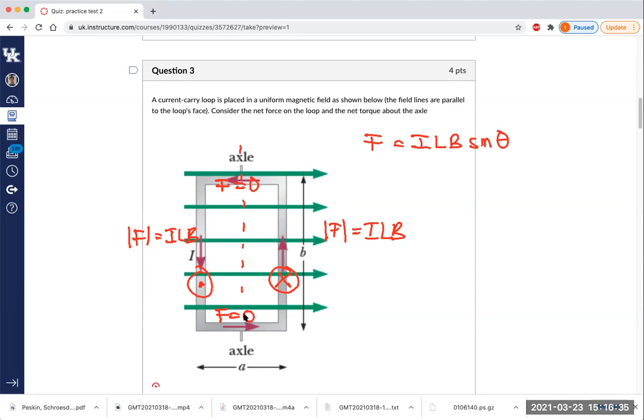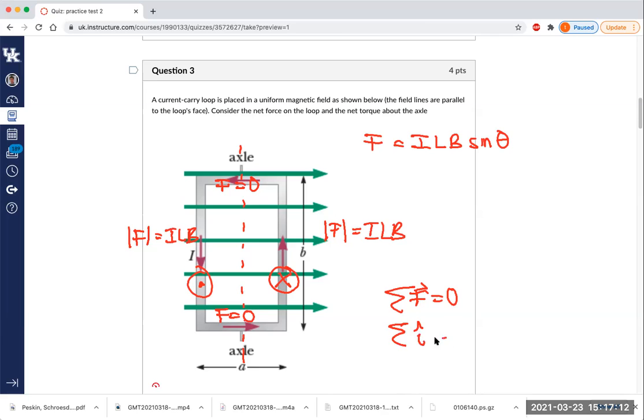And so we do have 2 forces that are acting on the current carrying loop. And those forces will determine what torques occur on the current carrying loop. So firstly, let's do the total force. The total force is going to be 0. Total force is 0 because there's a force of ILB out of the page on the loop, and there's a force of ILB into the page on the loop. So they're equal in size, opposite in direction, they add up to 0.